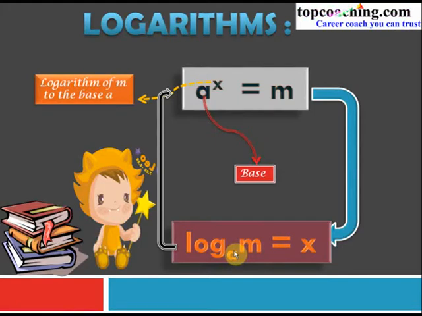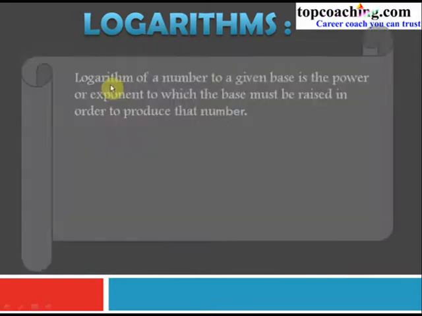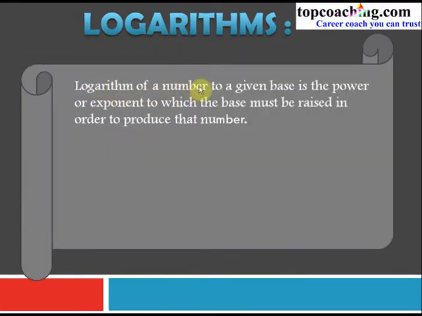We always calculate the log of any number m to the base a. Base has a lot of significance. So in general we can say that the logarithm of a number to a given base is the power or exponent to which the base must be raised in order to produce that number. We always define the logarithm of a number to a particular base, and it is the power or exponent to which the base must be raised in order to produce the number whose logarithm we are trying to find.